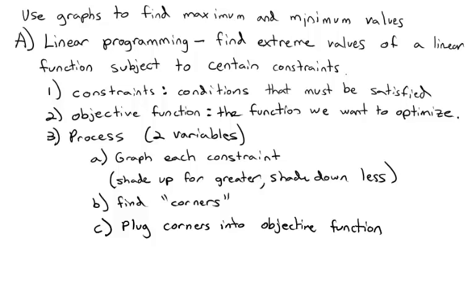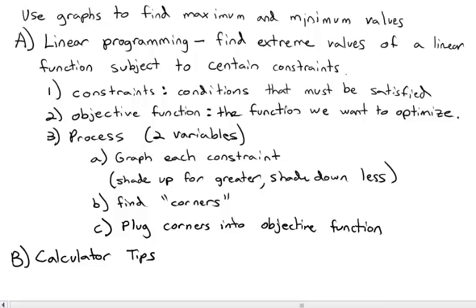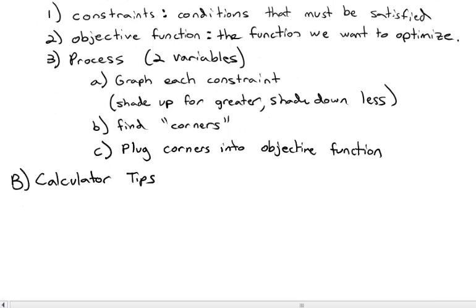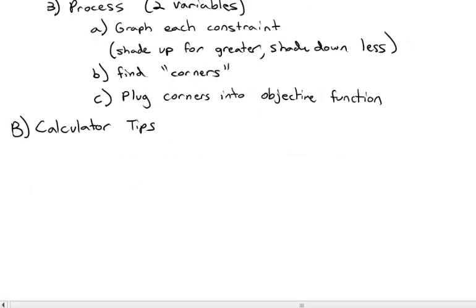So before we get into some examples where we can see this process of finding a maximum or a minimum, I first want to take a look at some tips on how we can use the calculator. Make sure we know how to graph these on the calculator. So we're going to do one quick example: x plus y is less than or equal to 24, x is greater than or equal to 2y, and y is less than or equal to 5.